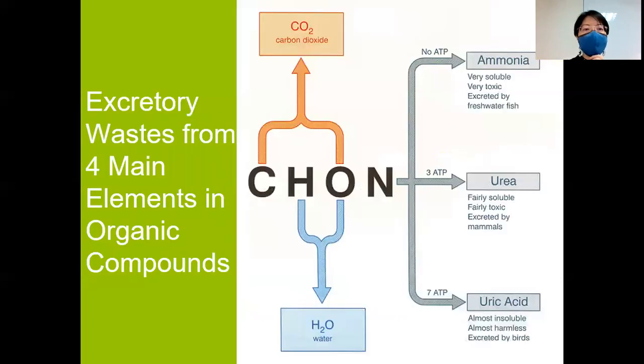Now we say that organic molecules usually have carbon, hydrogen, and some of them have oxygen and nitrogen. So when we break down the organic molecules, the C and O become CO2, right? The H and O become water. What about the N? The nitrogenous compound can become ammonia, urea, or uric acid.